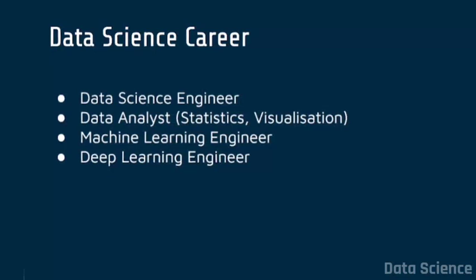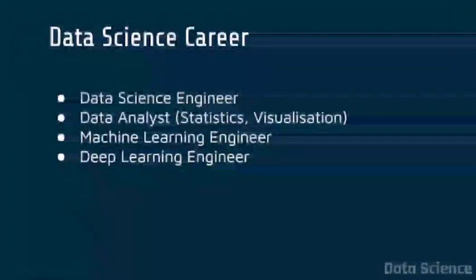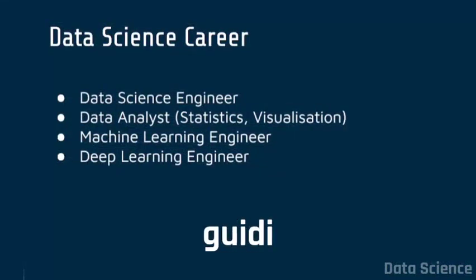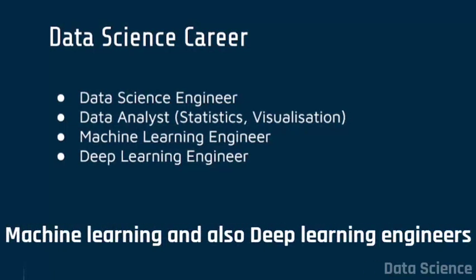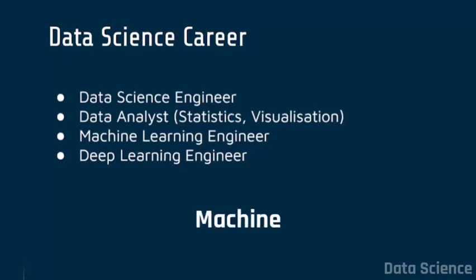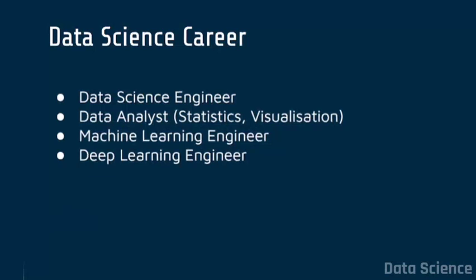For example, as we were discussing self-driving cars, they need a lot of data analysis. Usually the data scientist would be guiding the people who are data analysts, machine learning engineers and deep learning engineers, with respect to project management or something like that. Actually, machine learning is nothing but a sub-branch of data science itself. It is with respect to data only that machine learning has come up. Those are the careers.